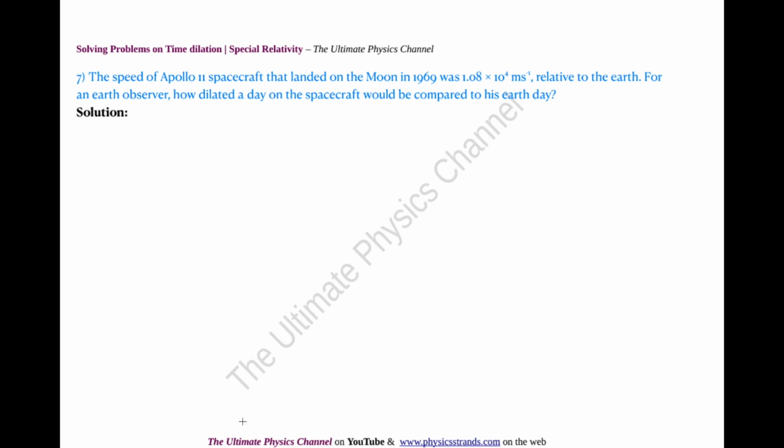The speed of the Apollo 11 spacecraft that landed on the moon in 1969 was 1.08 into 10 power 4 meters per second relative to the Earth. For an observer, how dilated would a day on the spacecraft be compared to an Earth day? With the Apollo 11 mission, these measurements could be done. The clocks carried by the astronauts aboard the Apollo 11 spacecraft could be compared to the ground-based clocks for these measurements.